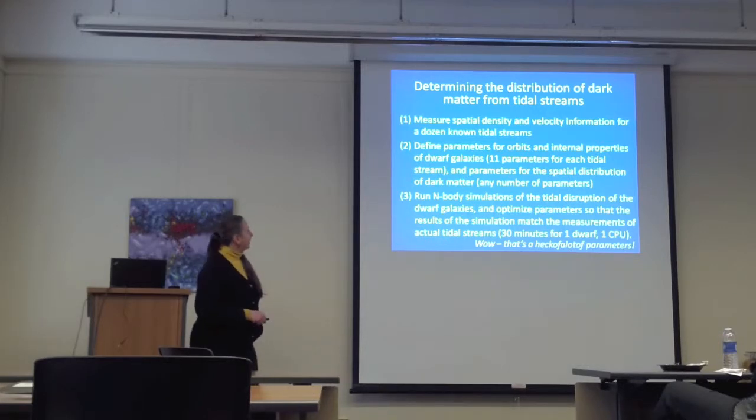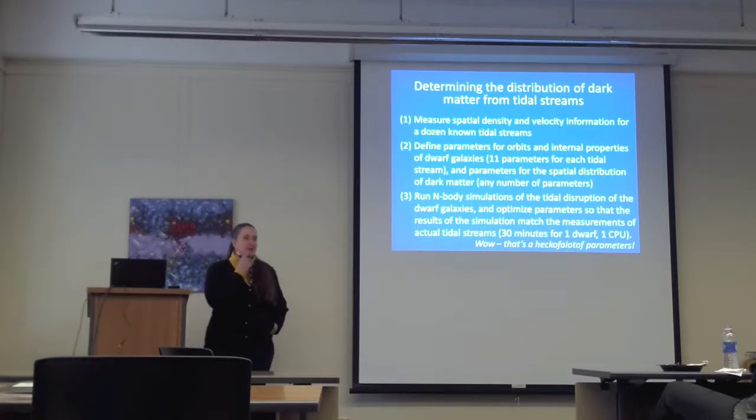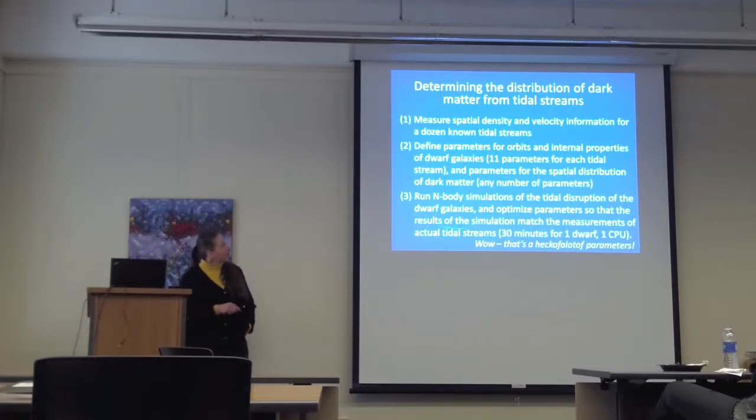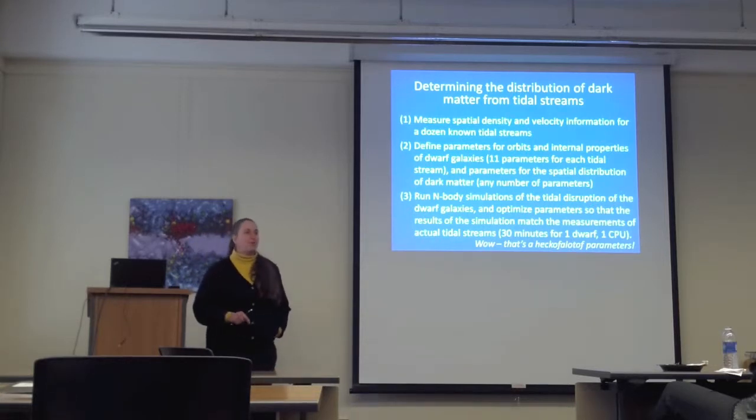And then what we're doing is we have this data, and we want to run n-body simulations of the tidal disruption of the dwarf galaxies in this parameterized potential. Then you optimize the parameters so that the simulations match the data. To do one of these simulations for one dwarf galaxy on one CPU takes 30 minutes, just to give you a time scale. When you add up how many parameters we want to be able to try in the long run, this is a big problem.